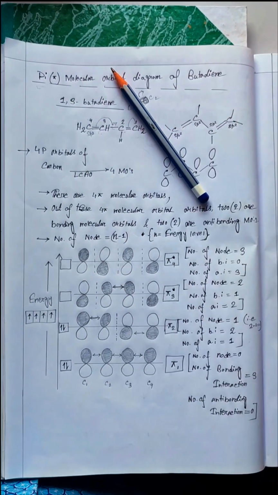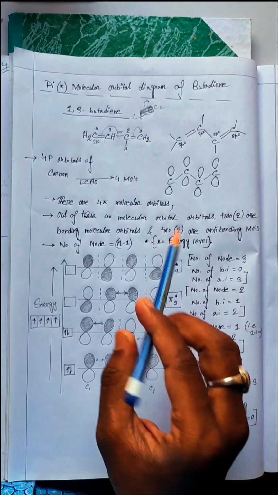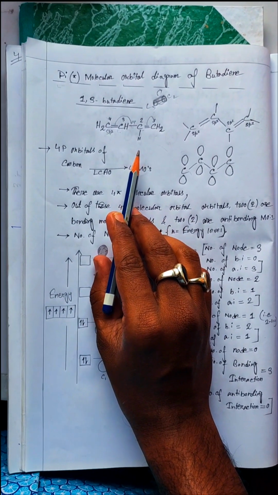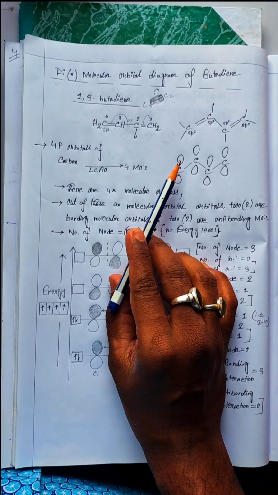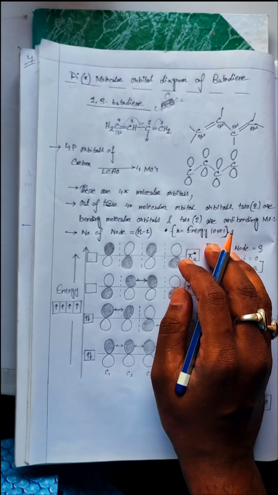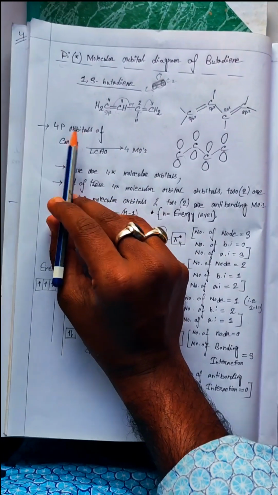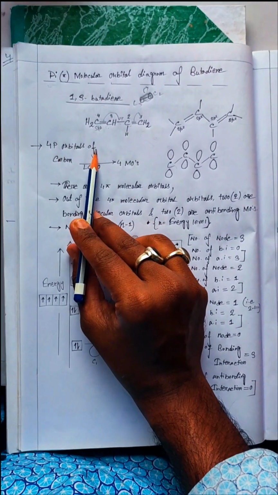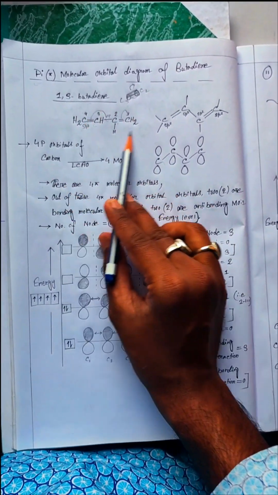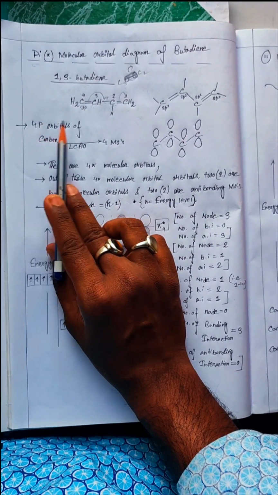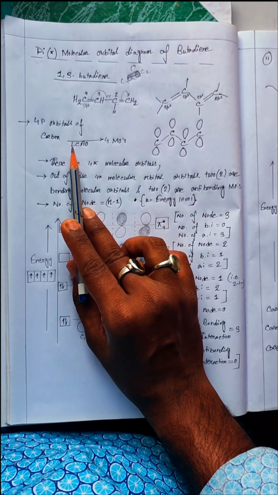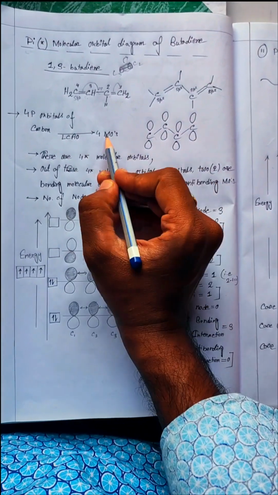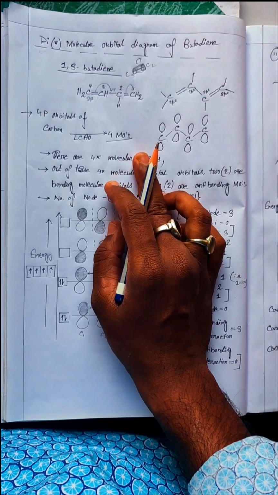And from the knowledge of molecular orbital theory, as you know, the total number of molecular orbitals formed equals the number of participating atomic orbitals. So as there are 4 p orbitals participating in the formation of this molecule, obviously these 4 p orbitals of carbon mix by linear combination of atomic orbitals, thereby forming 4 molecular orbitals.